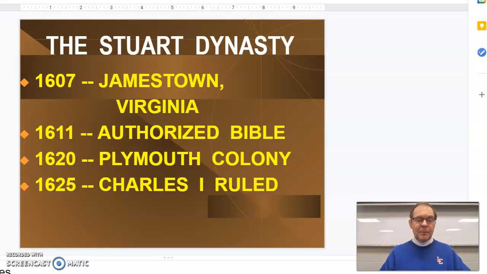King James is remembered primarily, though, for the authorized or King James Version of the Bible. He got a committee together of over 30 people, and they worked at different colleges to translate various books of the Bible into a new readable translation. In 1620, of course, we have the Plymouth Colony. And then in 1625, King James died, and his son Charles began to rule.